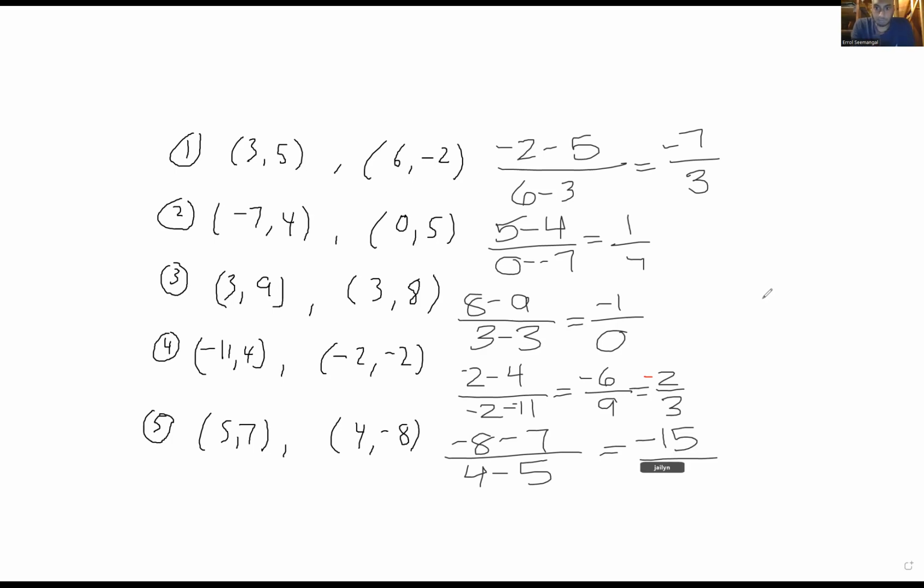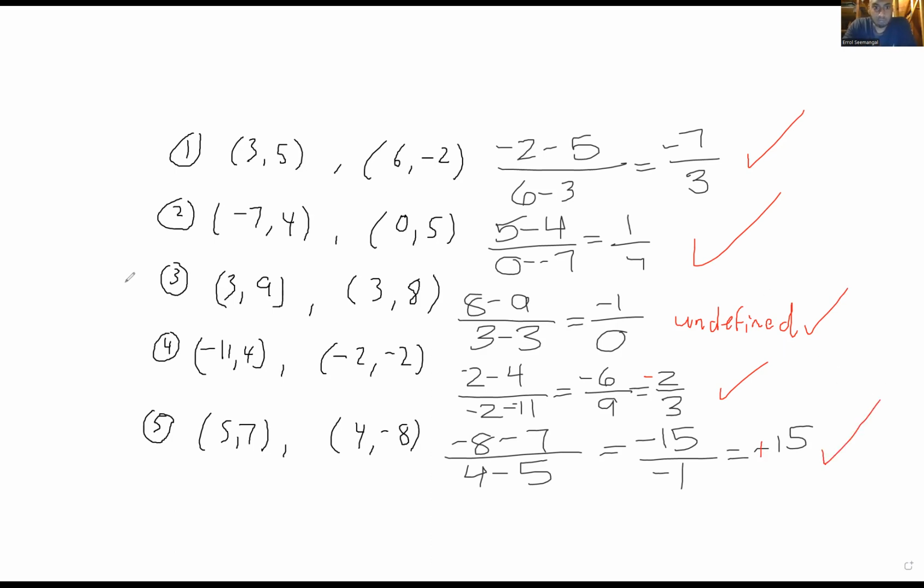Yeah. All right, what's negative over negative? Positive. Yeah, positive 15. Positive, right? Okay, good. All right.